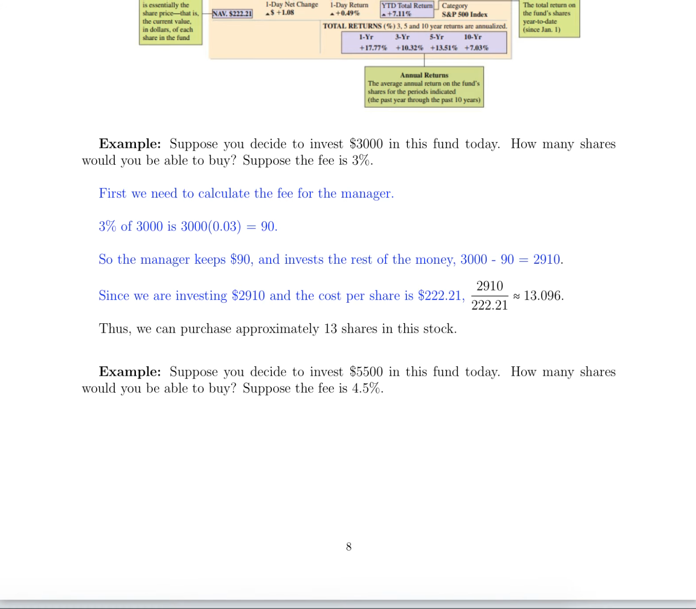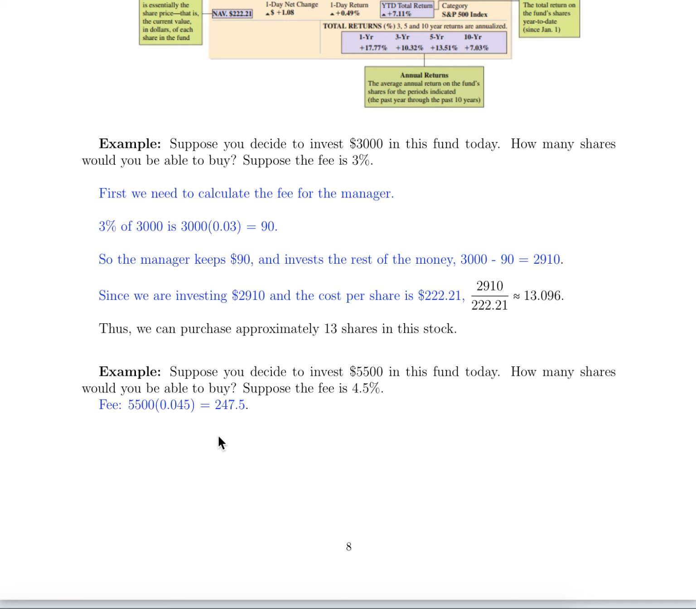Alright, last problem. You decide to invest $5,500 in this fund today. How many shares would you be able to buy? Suppose the fee is 4.5%. So again, same strategy here. What we are going to do is first calculate the fee. So it's $5,500 multiplied by 0.045 because we need to convert this percent into a decimal. So that's going to be the money that the manager takes for investing for you.